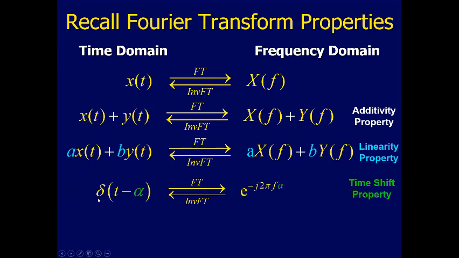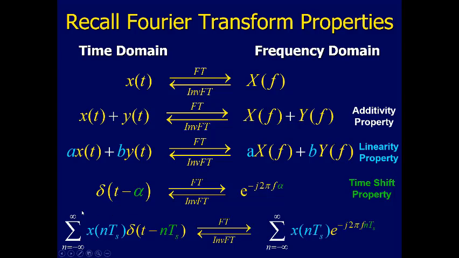We also have seen that the Fourier transform of a shifted delta, a delta of t minus alpha, is e to the minus j 2 pi f times alpha. Or more simply, we know from the time shift property of Fourier transforms that if we know the transform of some time function, when we delay it in time, we multiply it by this factor, e to the minus j 2 pi f times the time delay alpha.